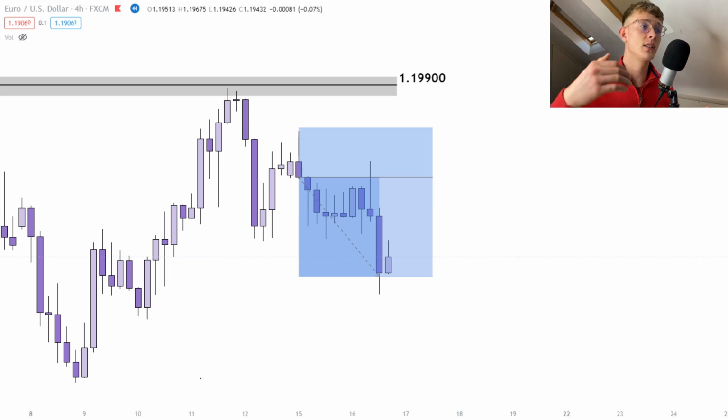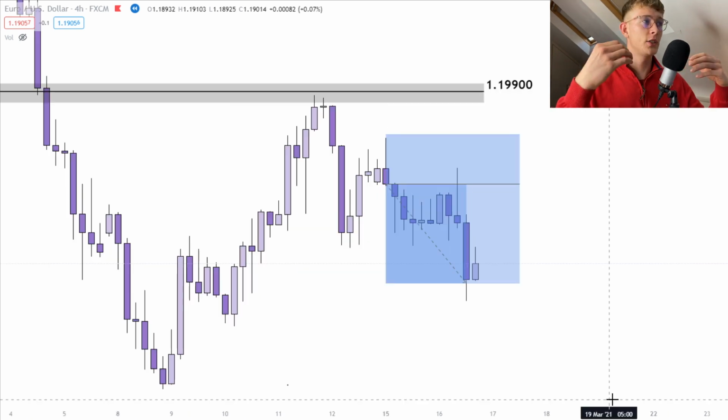We saw wick rejections. We then saw a bearish hammer doji. Just these three confluences, we were able to find a trade, understand that the trend was changing, and take an entry, okay? Let's now take a look at the trade I took today, okay?